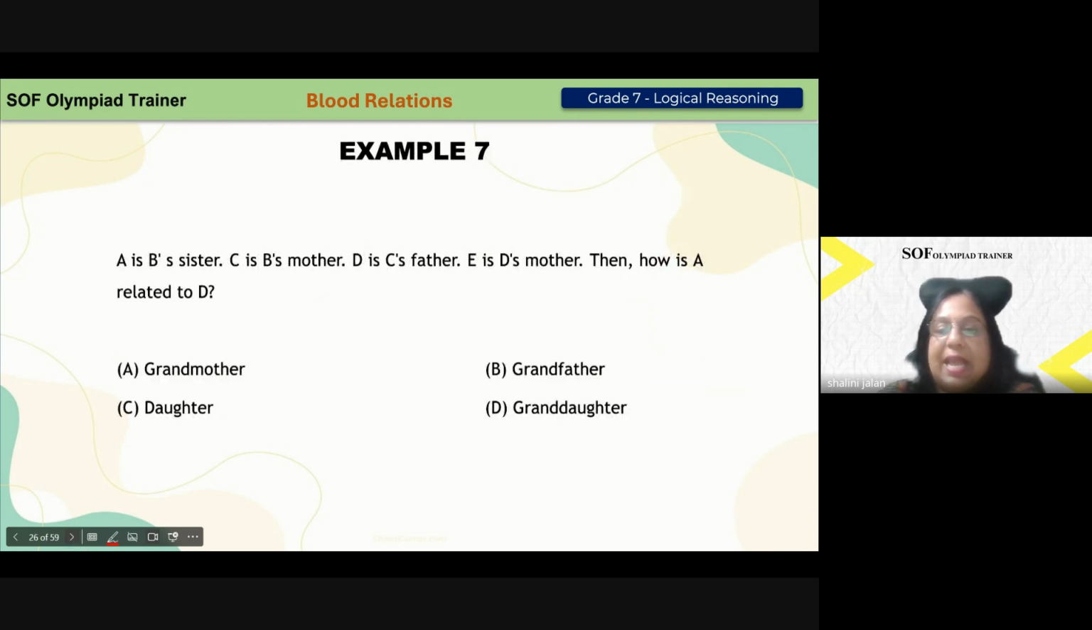Go ahead. A is B's sister, C is B's mother, D is C's father, E is D's mother. Then how is A related to D? You can construct a family tree as well.